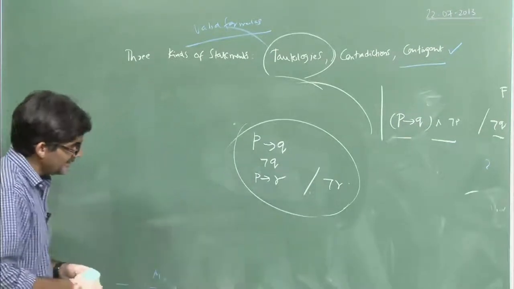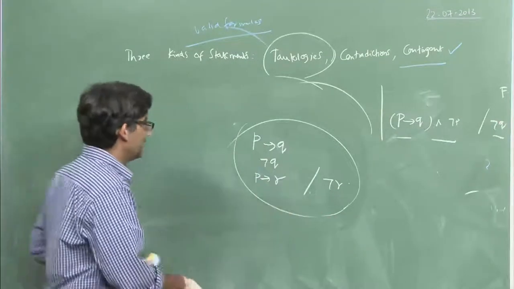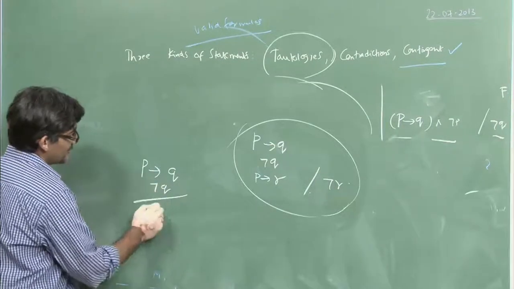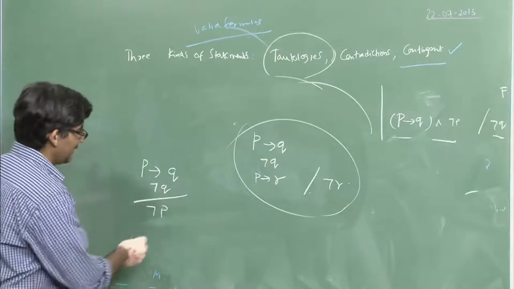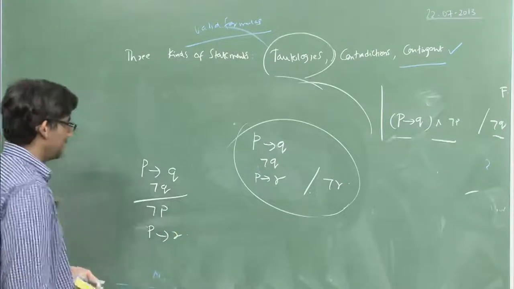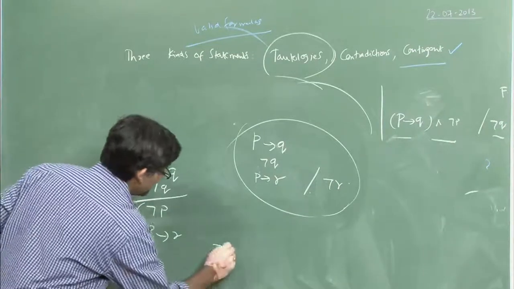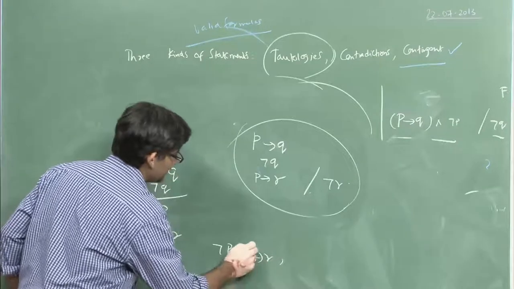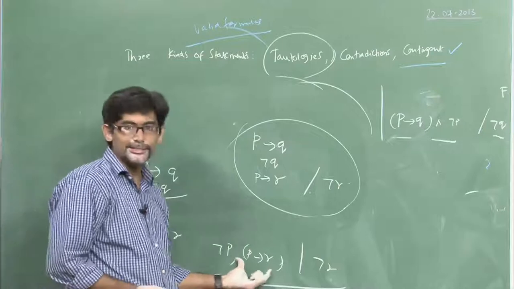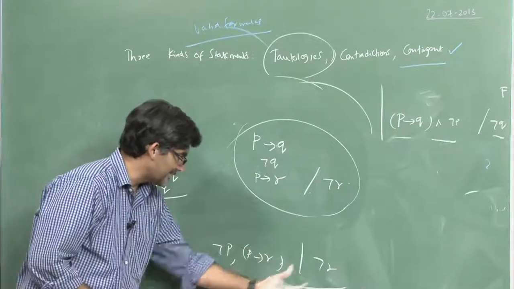Now we are trying to see whether not R follows from these two or not. The simple thing here is P implies Q and not Q, from this you will get not P, and not P and P implies R. This is the one which we need to inspect: from not P and P implies R, whether or not R follows. So this reduces to two variables now. Instead of talking about Q, we are talking about not P, P implies R, not R.